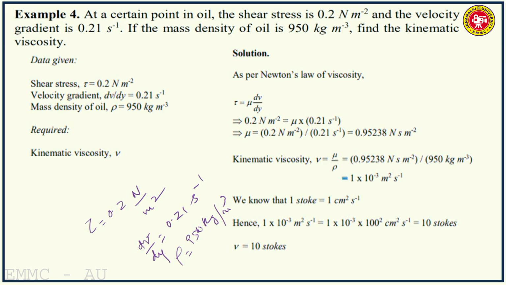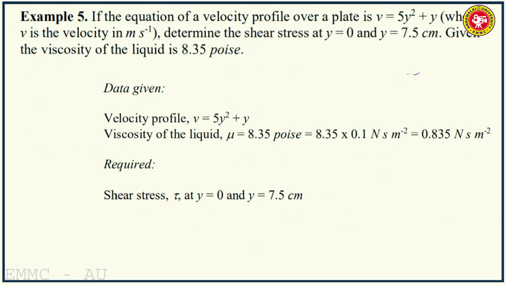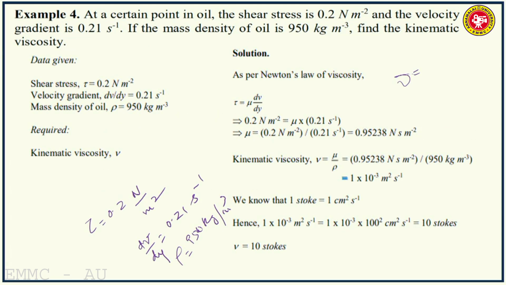So we know kinematic viscosity is equal to nu is equal to mu over rho. Nu we have to determine, rho is given. So mu we should know. So mu we should find out. So how to find out mu?